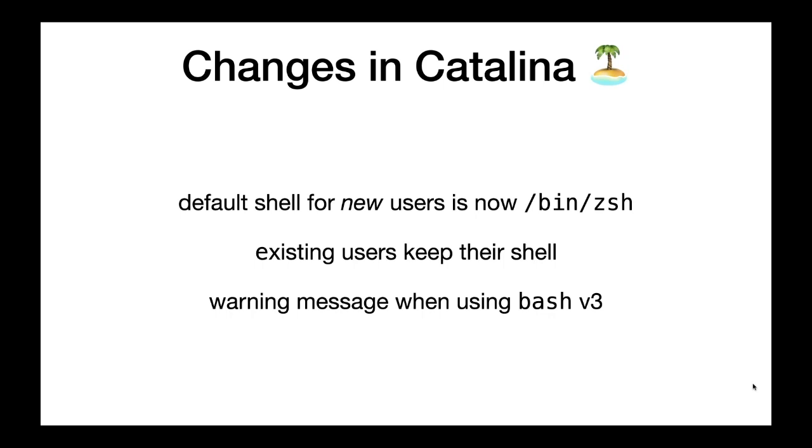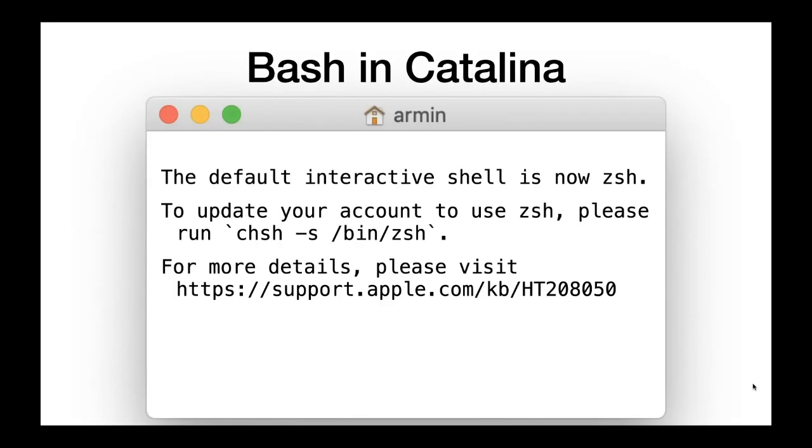What actually changed in Catalina? Well, if you create a new user, either on a fresh system or on Catalina, the default shell will now be /bin/zsh. Existing users, when you upgrade to Catalina, will keep whatever is set as their shell, probably /bin/bash, but whatever you've chosen before. And when you open a shell using the built-in /bin/bash version 3, you will get this dialog that tells you, well, you should probably move to Z shell, and here's how. And it links to the aforementioned support article.